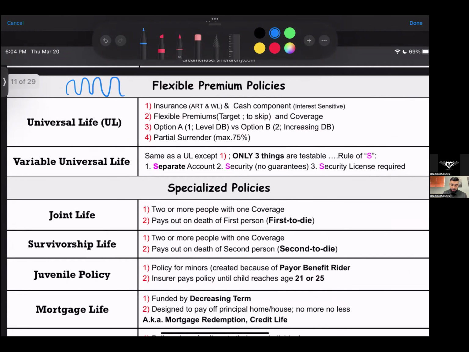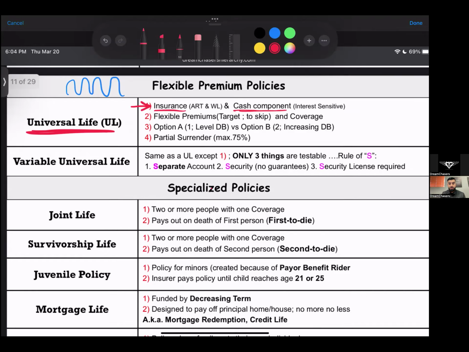So, first type of policy we're going to talk about is what is known as universal life insurance. Universal life insurance, like whole life insurance, is two things bundled together. So it is life insurance that is bundled with a savings. Now, for test purposes, it's known as cash value, but for test purposes, if they're referring to universal life insurance, they'll refer to it as a cash component.